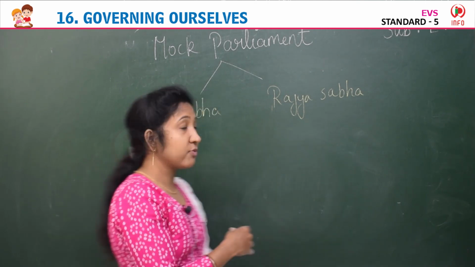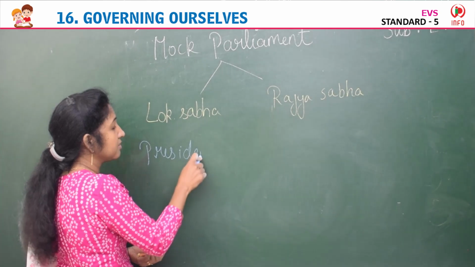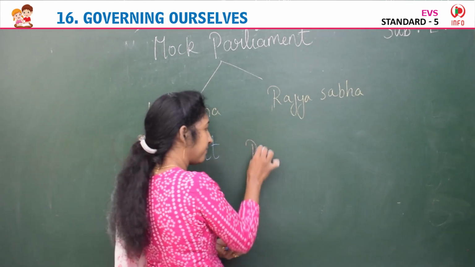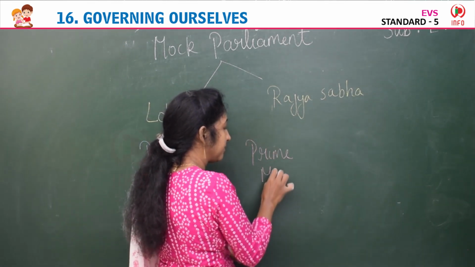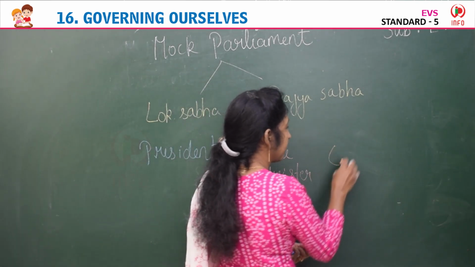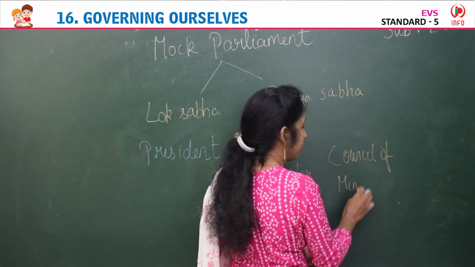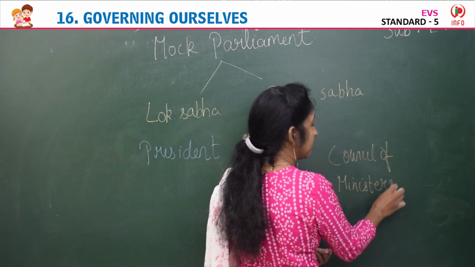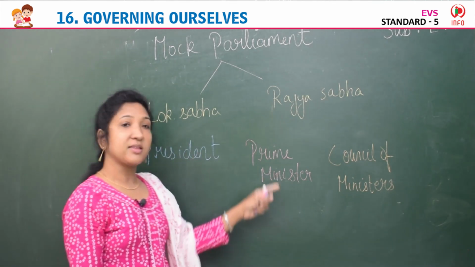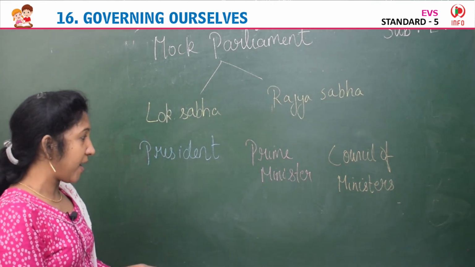Then what else? The executive officers. Which are the executive officers? We have the president, who is responsible for the whole country. Then we have the prime minister. Then we have the council of ministers, means cabinet. So how the president got elected, then president appoints the prime minister, who in turn elects the council of ministers.